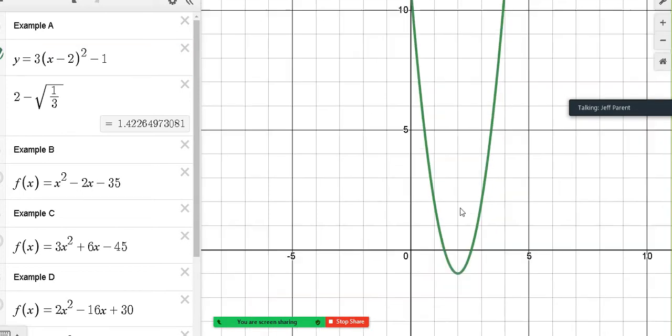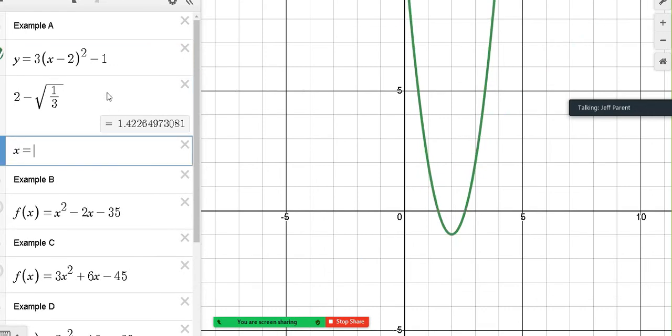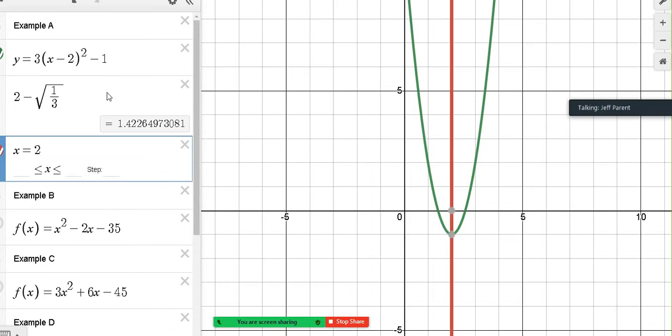Now there's one last feature that you could be asked about in terms of a graph like this. Notice that this graph is symmetric. To the left and to the right of this point, x equals 2, y equals -1, the vertex, it's a mirror image of itself. So it's symmetric around this line, x equals 2. It's a mirror image of itself around that line. So nice. That's the axis of symmetry.